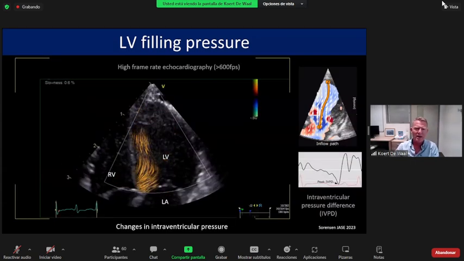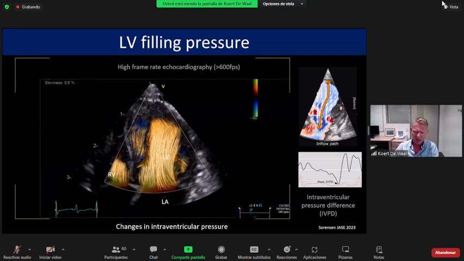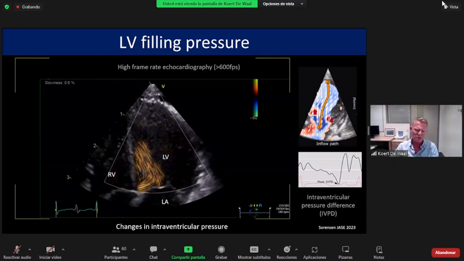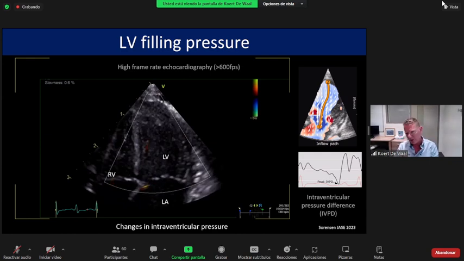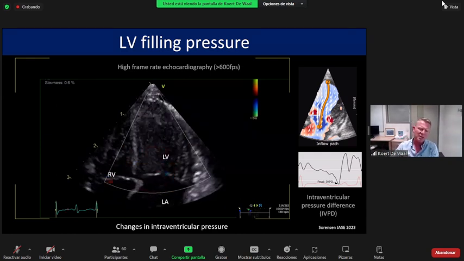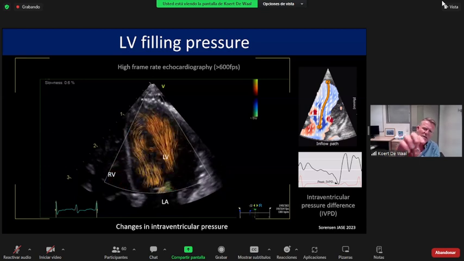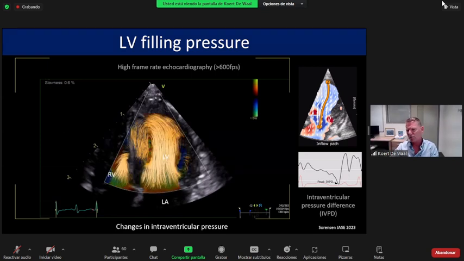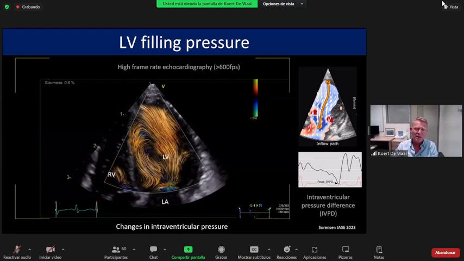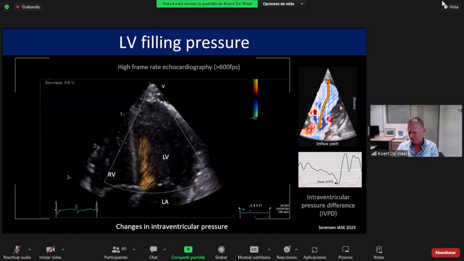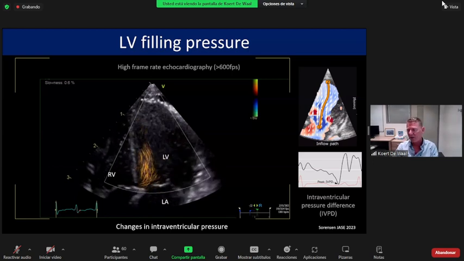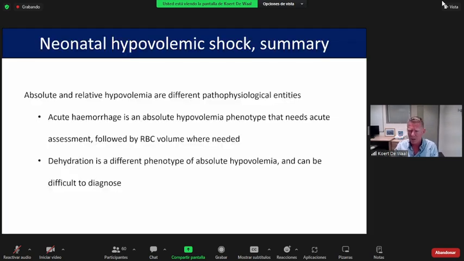This is a high frame rate echocardiography example with over 600 frames per second, where you can look at the changes, not only looking at these pretty pictures, but you can make an inflow path and measure the changes at the lowest end of the left ventricle and the upper end of the left ventricle, which is called the interventricular pressure difference, which also is related to the amount of fluid and the pressure it generates within the left ventricle. These are all future research examples, but we still have a way to go. And I think particularly fluid resuscitation and the mini fluid bolus have a lot of potential.